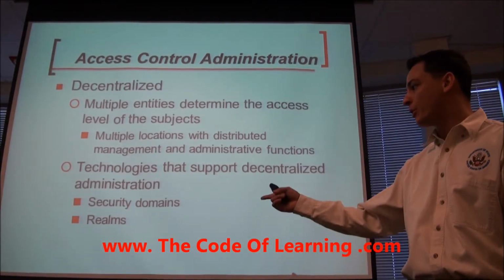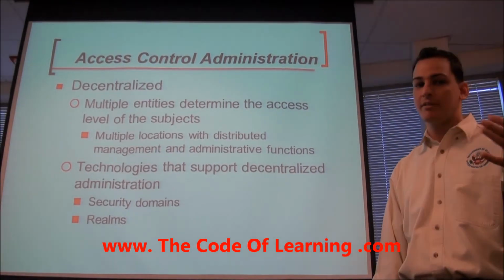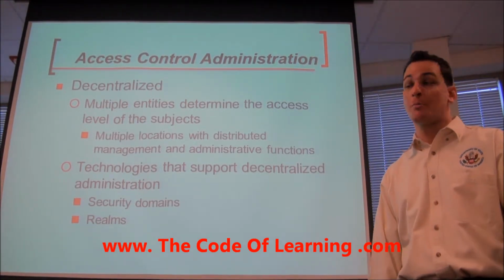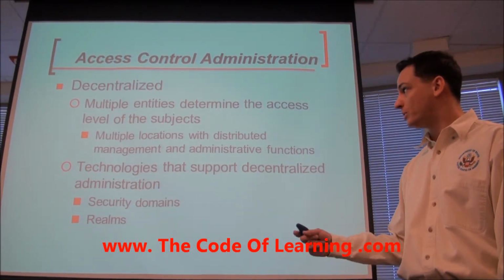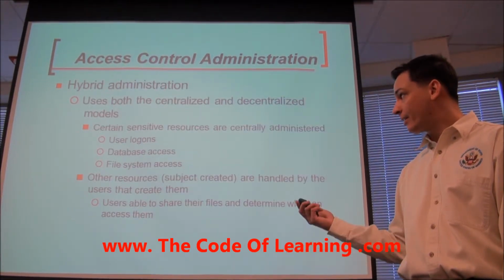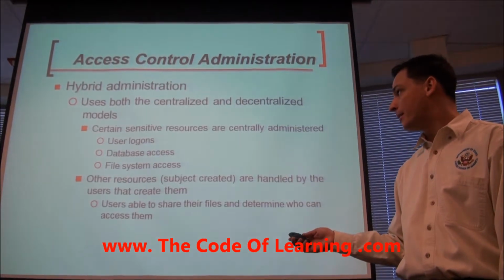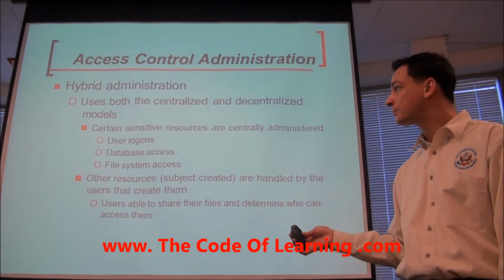But a security boundary in Kerberos would be a realm or security domain. So you can have each location its own domain if you wanted to, and that's another way to do decentralized access control. And if you got hybrid, I already gave you an example of that. That was your All-state example.